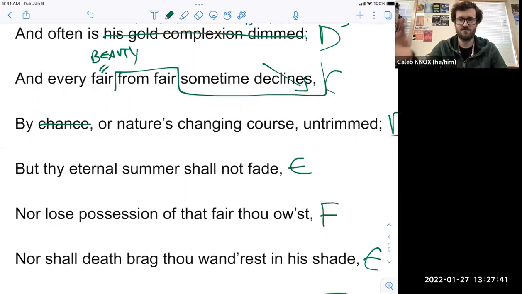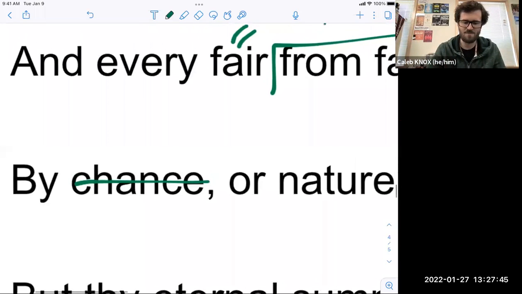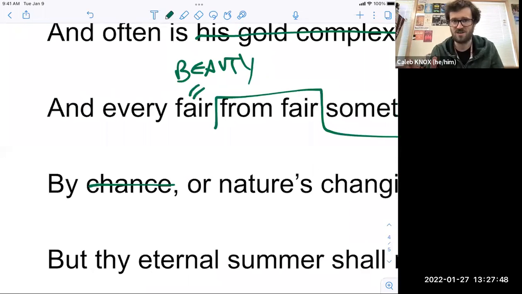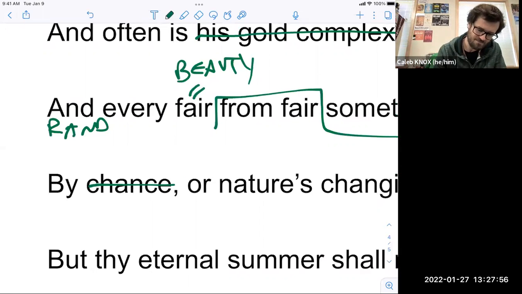Everything beautiful fades. Every fair from fair sometime declines. If that were to happen, that would be just a random occurrence, right? It's true. Something can happen to you that causes you to lose some of your looks. So I'm going to write that here. Random occurrence.